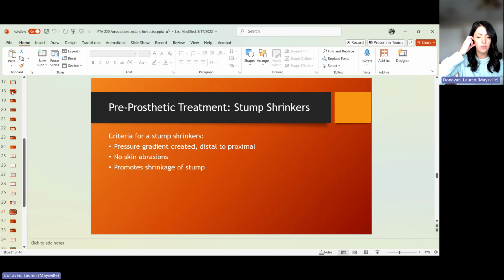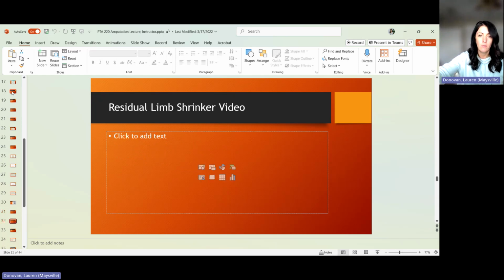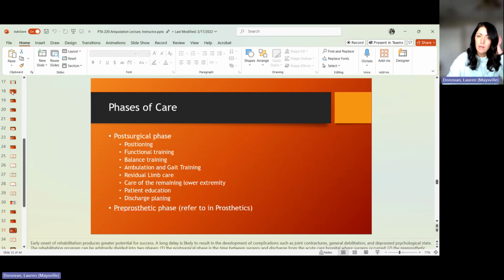So the criteria to use these shrinkers is no skin abrasions and, like I said, to promote shrinkage of the residual limb. All right, so phases of care. There are post-surgical phases for all these different things: functional balance, residual limb care, patient education, discharge planning, into the pre-prosthetic phase as well. And the earlier on they get rehabilitation, this will produce a greater potential for success. If there's a long delay, then they might develop more joint contractures and be even more depressed psychologically.